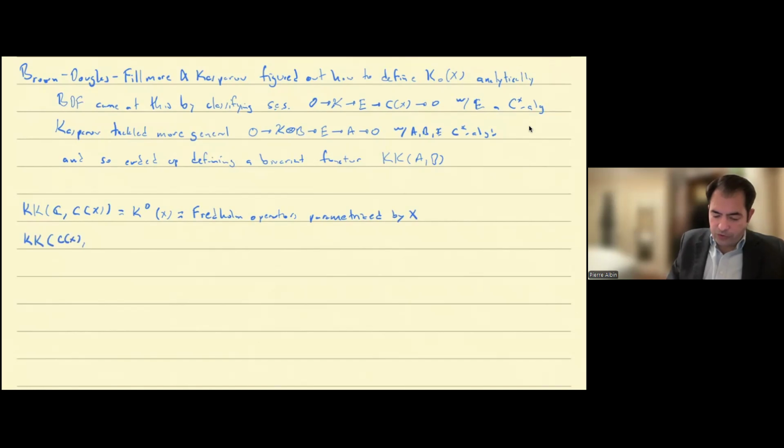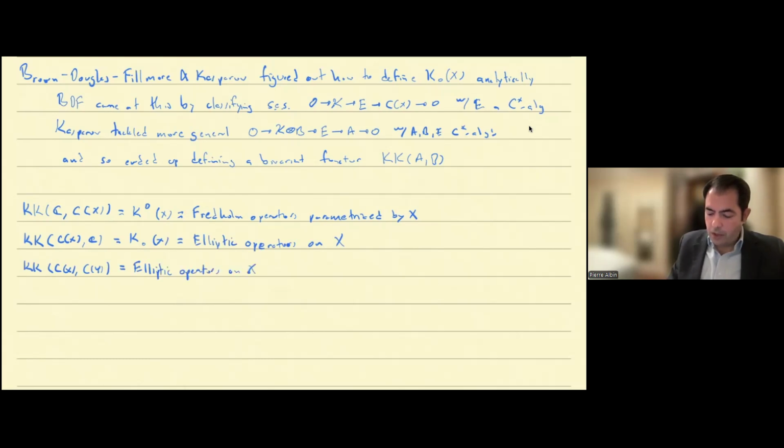If you put the continuous functions in the first entry and then the complex numbers, this gives you the K-homology of X. So from Atiyah, we know that should be thought of as abstract elliptic operators on X. And so this suggests that we think of KK of C(X), C(Y) as elliptic operators on X parameterized by Y. And indeed, if you're studying the family's index, this is where a family of operators on the fibers of, say, a fiber bundle would live.